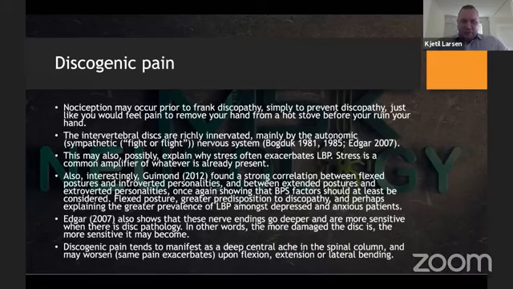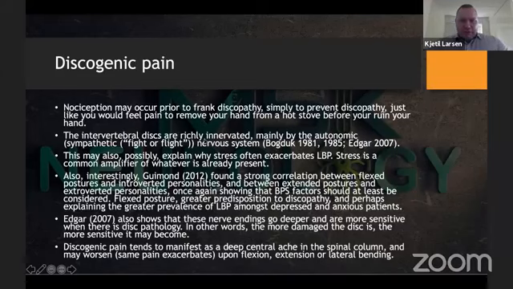Nociception may occur prior to frank discopathy, simply to prevent discopathy. So that means that if you have an MRI, for example, and the MRI doesn't show any pathology, that doesn't mean that the disc is healthy. Quite the contrary, the pain is there to help us avoid damaging the disc. Just like if you put your hand on a stove and the stove is hot, you will get pain to make you remove your hand to avoid damaging your hand.